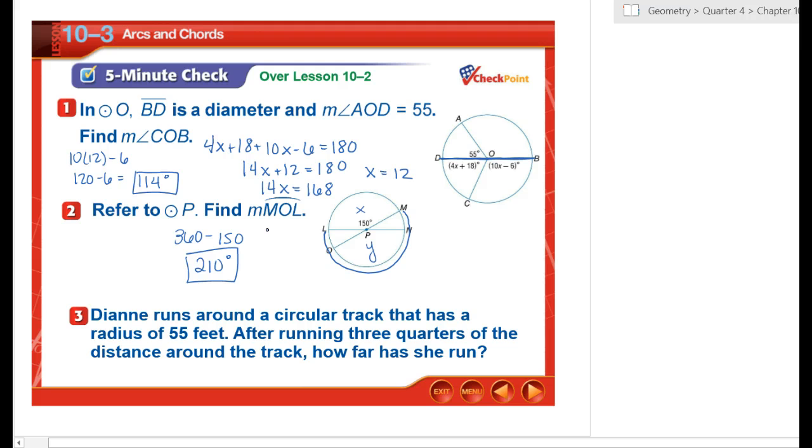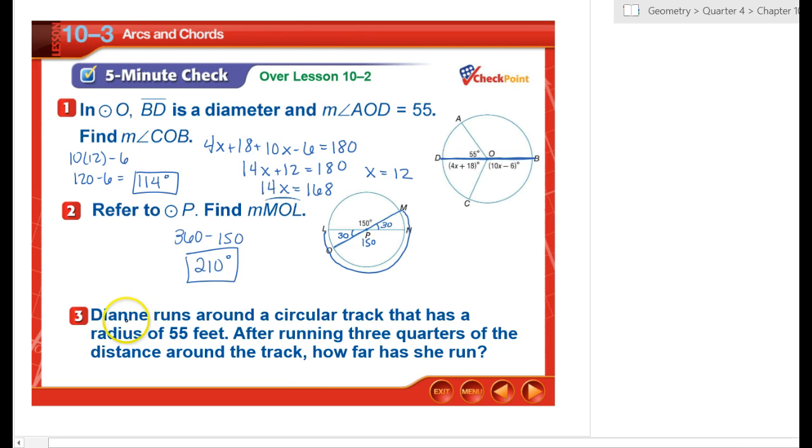Okay, another way you can try to figure that out is these make vertical angles, so this is 150, and these are also vertical angles. We're looking at the diameter. It's a linear pair of 30 here, so this has to be 30, so you can add up 30 plus 150 plus 30, and that will also get you 210.